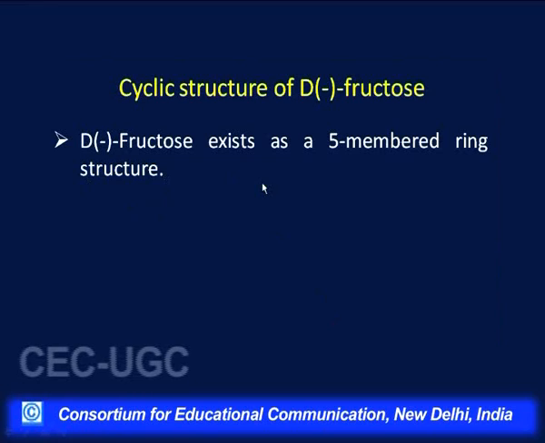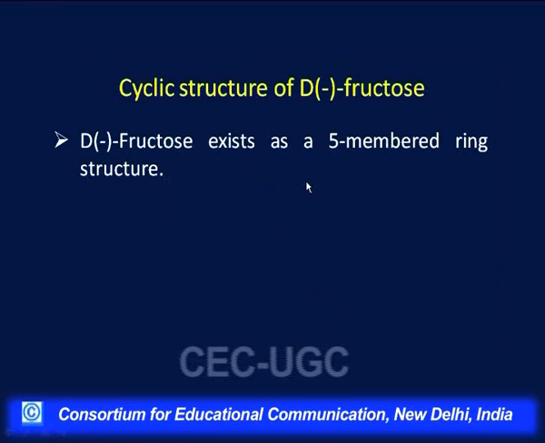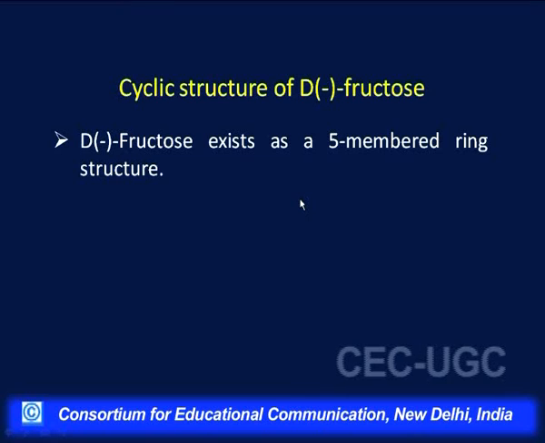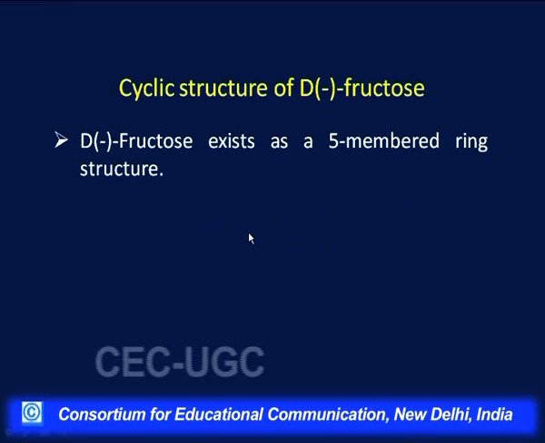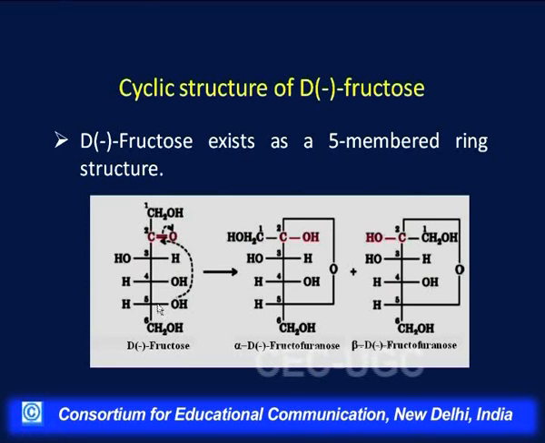Now, based on this, the cyclic structure for fructose was also given, and it was found that D-fructose exists as a 5-membered ring structure. It is the hydroxyl at carbon number 5 which is involved in the ring formation. It attacks the carbonyl group at carbon number 2, and if the hydroxyl on the anomeric carbon goes on the right side, it is the alpha form. If it is on the left, it is a beta form.